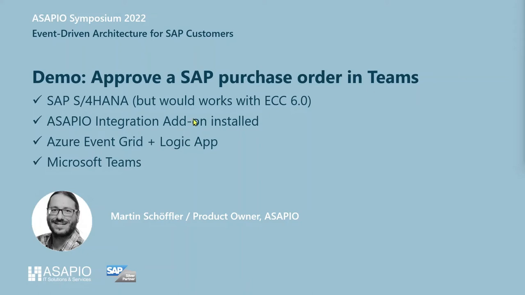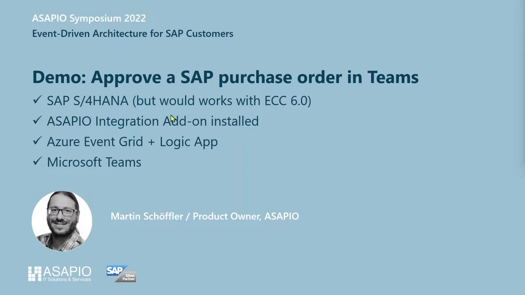So hello everyone. In this segment, I want to show you how simple and easy it is to create a new outbound object event. In order to do that, we already prepared a more complete use case where we utilize an Azure Event Grid. We have a Logic App configured there that sends our event into a Teams channel and allows us there in the Teams channel to approve a SAP purchase order.